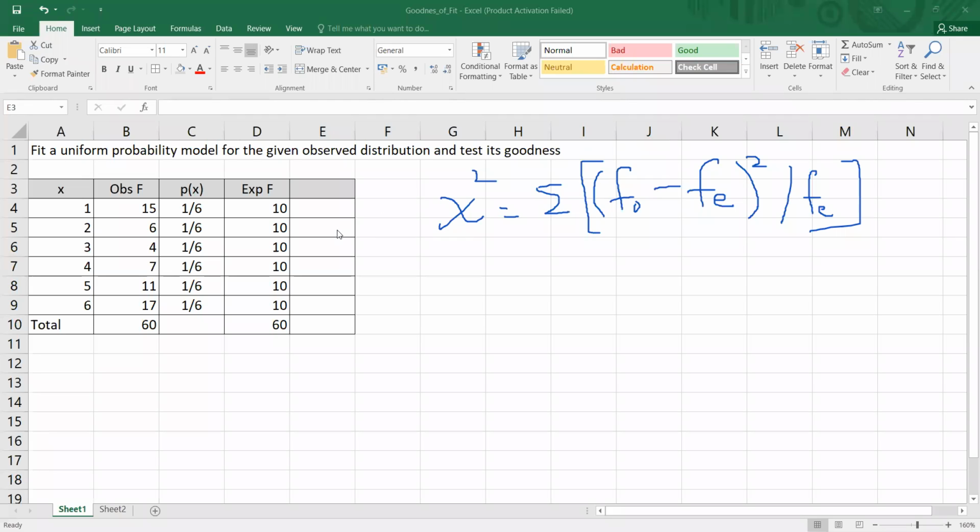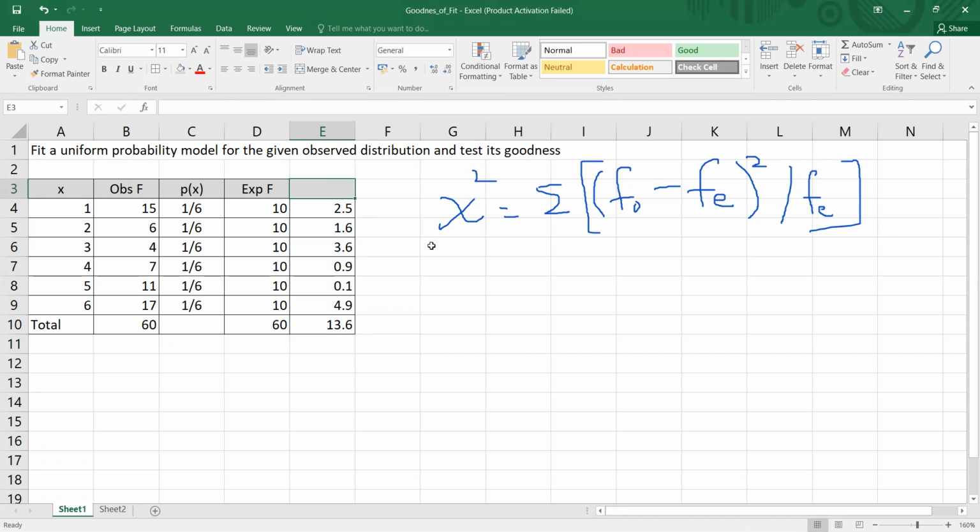So we have to find: equal to the bracket, observed frequency is 15, expected frequency is 10, and the whole square divided by the expected frequency, 10. So the first value of the chi-square is 2.5. And then I calculated all the values of the chi-square, and you can see the different values, and the total of all of these is 13.6.